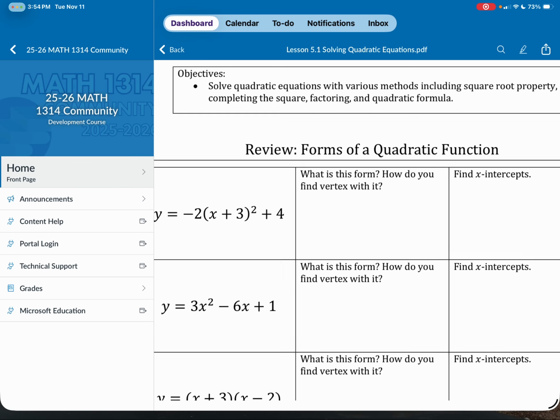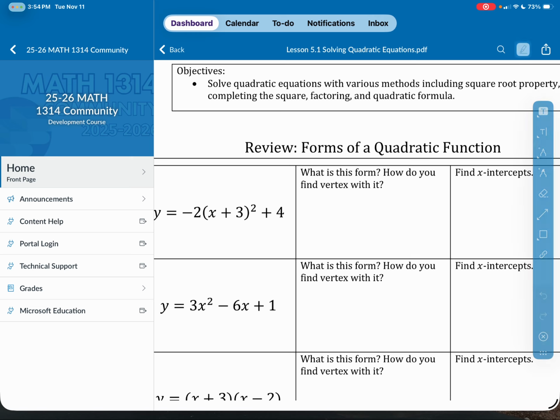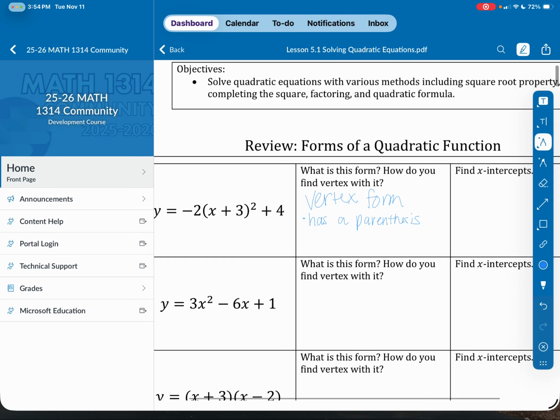So, reviews of quadratic functions. This first equation, because there's parentheses and a square, that's how I know that this is going to be vertex form. It has parentheses, and remember that the vertex is h comma k. So in this case, the vertex would be -3, 4. The reason it's -3 is because this is supposed to be x minus h, but because it says plus 3, -3 is going to be your x value.